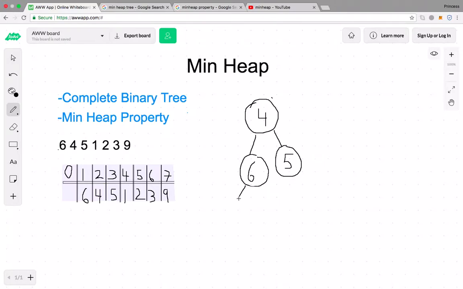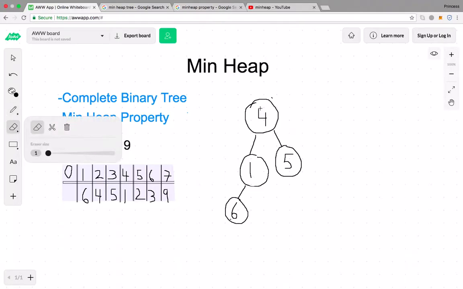The next number is 1. And we insert it to the left of 6. However, we can see that 1 is less than 6, so we have a violation of the min heap property. And so we have to swap 1 with 6. However, we have another violation because 1 is not greater than or equal to 4. So we must swap again, 1 with 4.